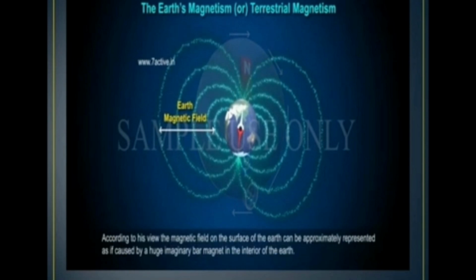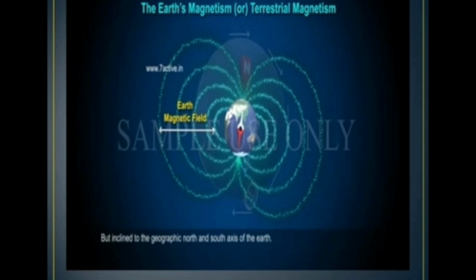According to his view, the magnetic field on the surface of the earth can be approximately represented as if caused by a huge imaginary bar magnet in the interior of the earth, but inclined to the geographic north and south axis of the earth. The concept of terrestrial magnetism has been illustrated as shown in the figure. So it is behaving like a magnet.